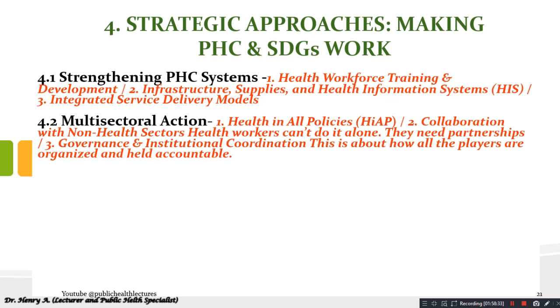Number 5 is monitoring, evaluation, and learning. We need to collect data, analyze it, and use it to improve policies. Think of it like a feedback system. You try, then you check your results and adjust for better outcome. Very simple. You try. When you are done, you check for results, you see the outcome, then you adjust for better outcomes.